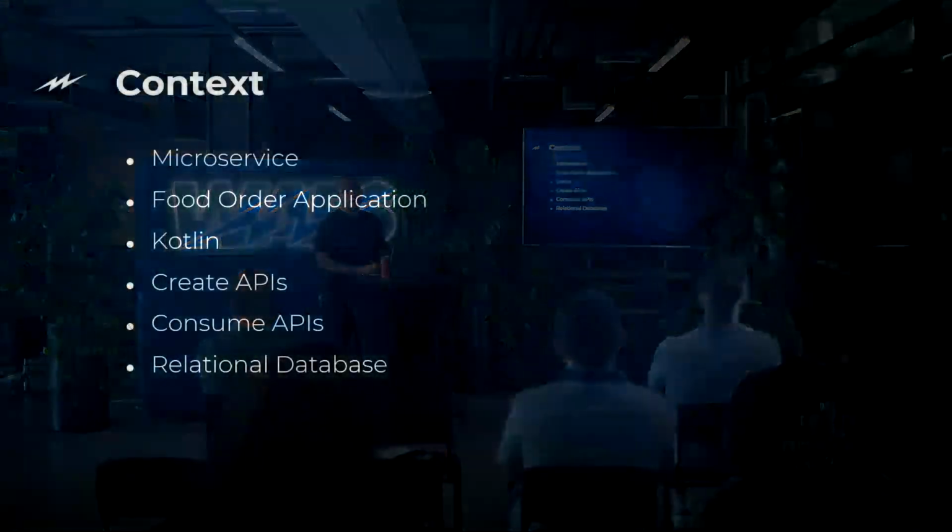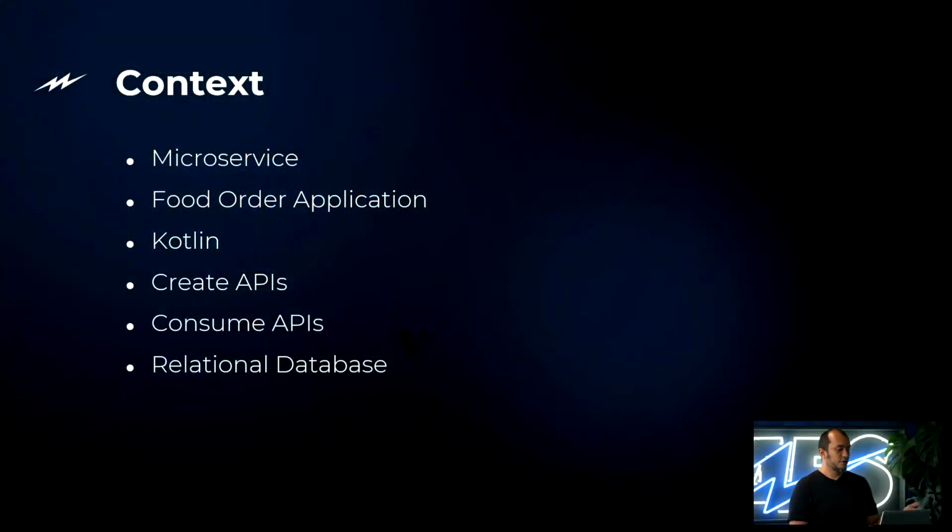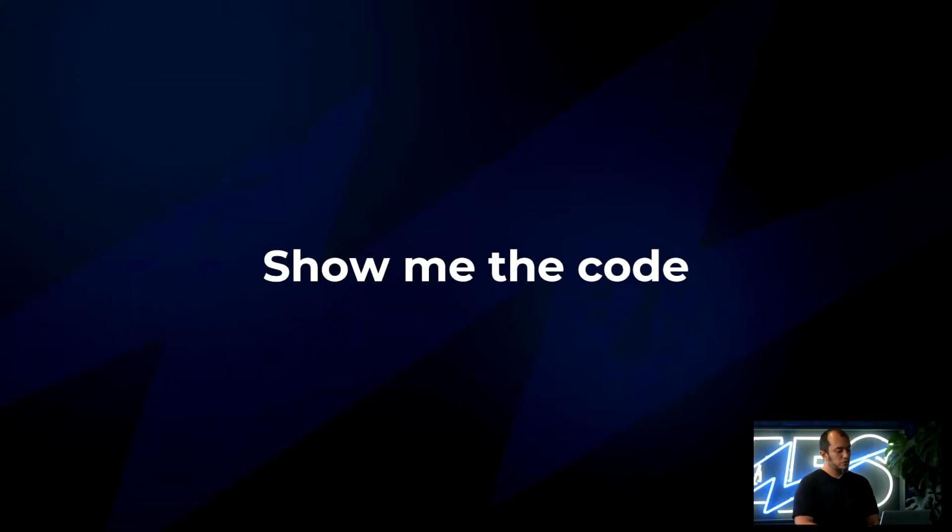So before comparing the features in the code, let's just put some context here. In the code that I'm going to show you, I created a kind of microservice. It's a food order application. We are going to use Kotlin as well. And we are going to create some APIs, consume some APIs, and also talk to a relational database to put some information there and also to read some information. So let's see the code here.